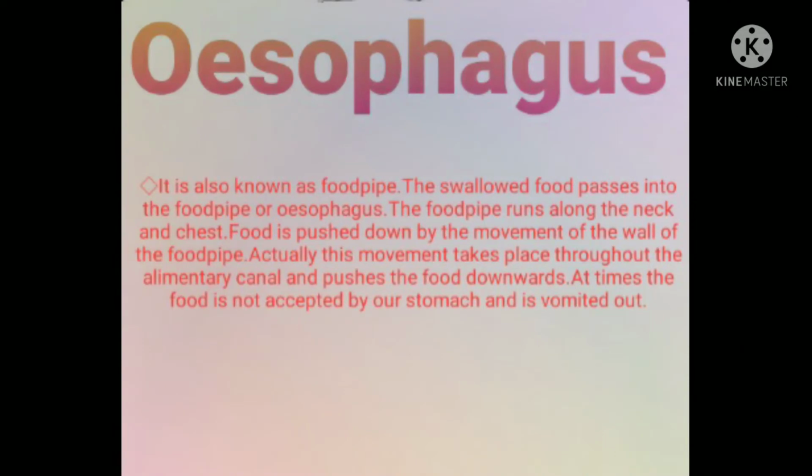Esophagus. It is also known as the food pipe. The swallowed food passes into the food pipe or esophagus. The food pipe runs along the neck and chest. Food is pushed down by the movement of the walls of the food pipe. Actually, these movements take place throughout the alimentary canal and push the food downwards. At times, the food is not accepted by our stomach and is vomited out.